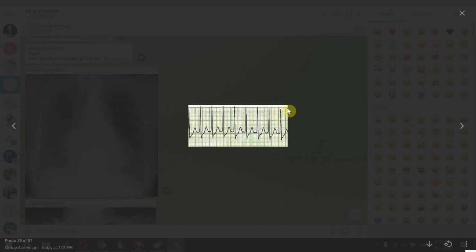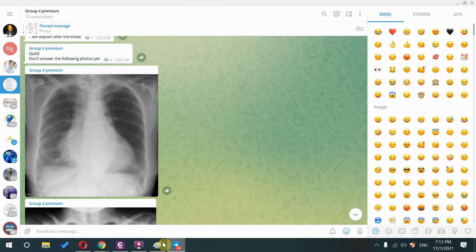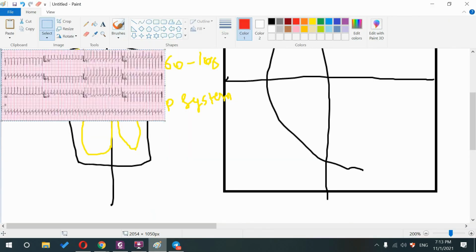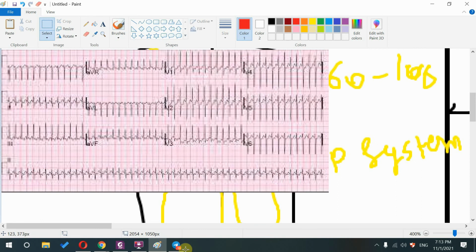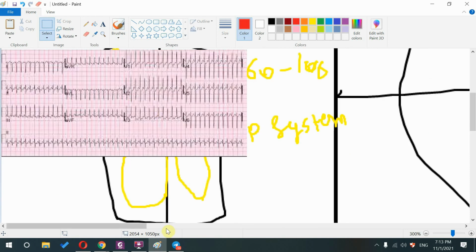You are correct, but can you tell me please, how do you know that this is supraventricular tachycardia and not ventricular tachycardia? Narrow QRS, excellent. Oh, this is too small. Bad quality, but this is also an SVT. Okay, the last one.